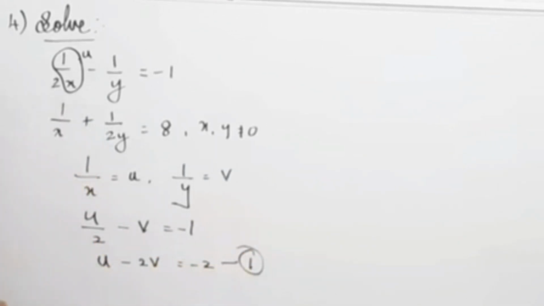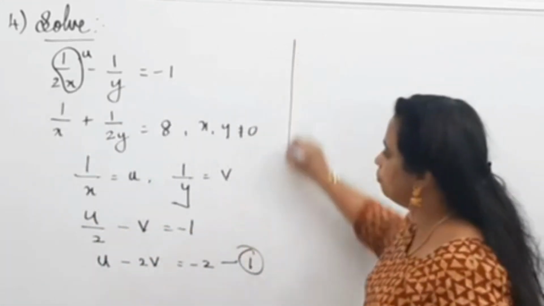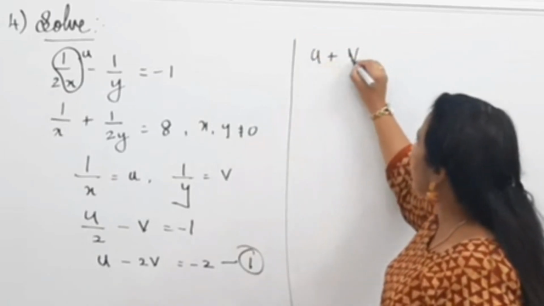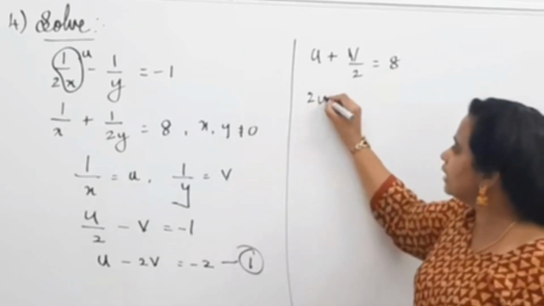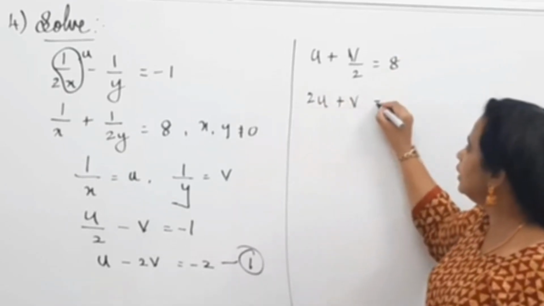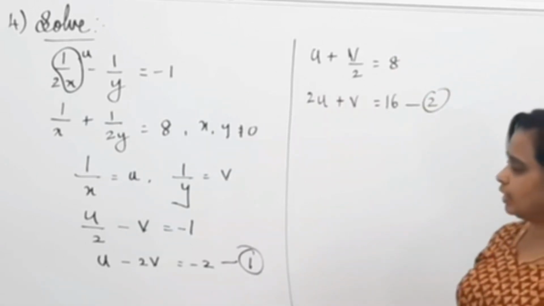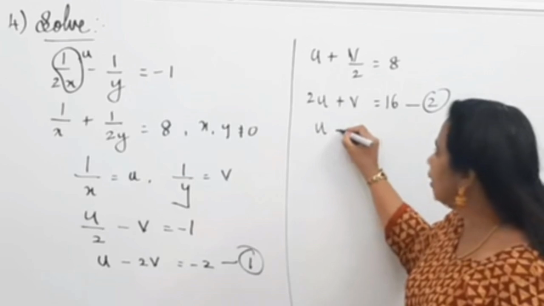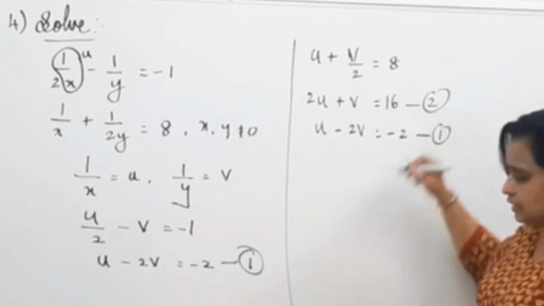That's my first equation. This is what I'm going to solve. So the second equation becomes u plus v by 2 is equal to 8. So on simplification, 2u plus v is equal to 16. This is my second equation. Now I'm going to solve these two equations, that is u minus 2v is equal to minus 2. This is my first equation.